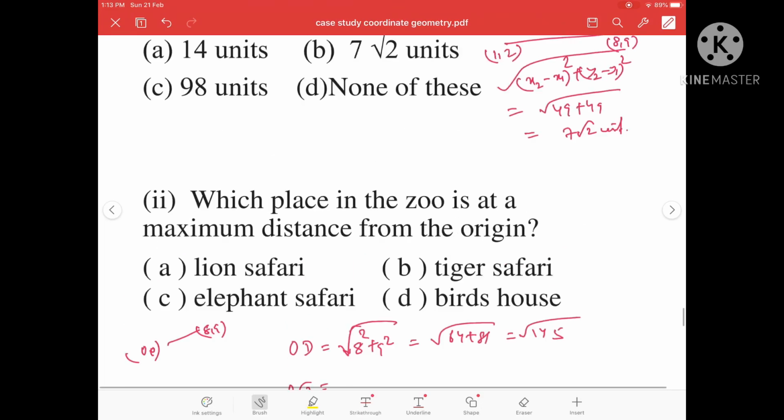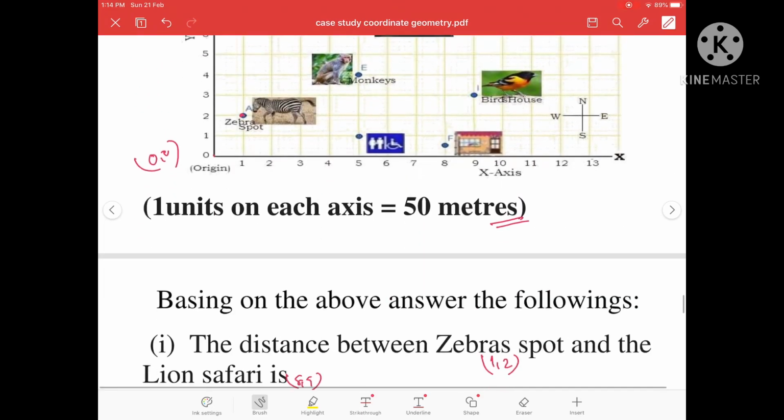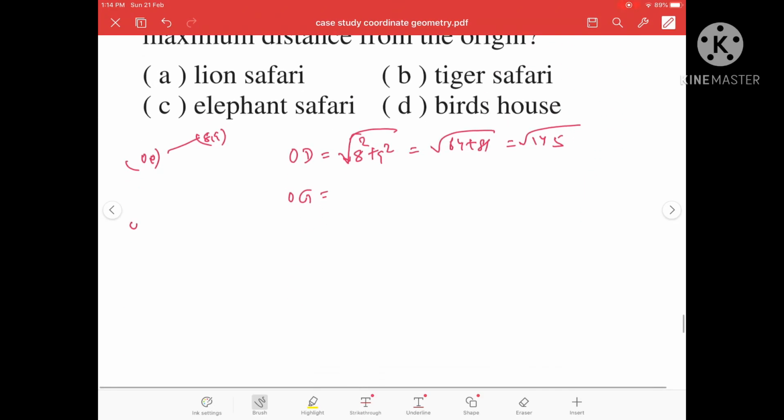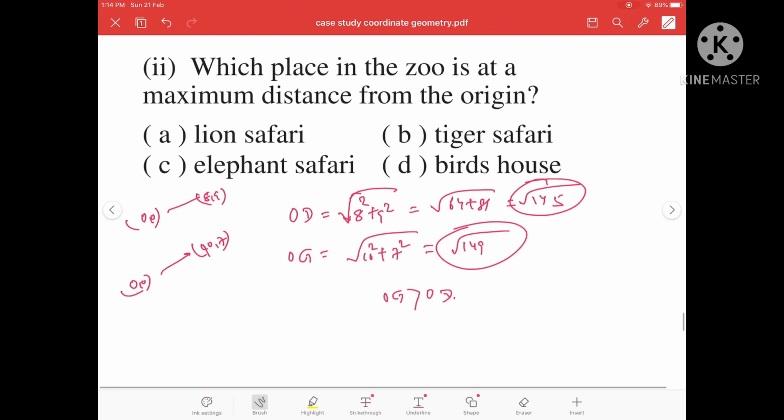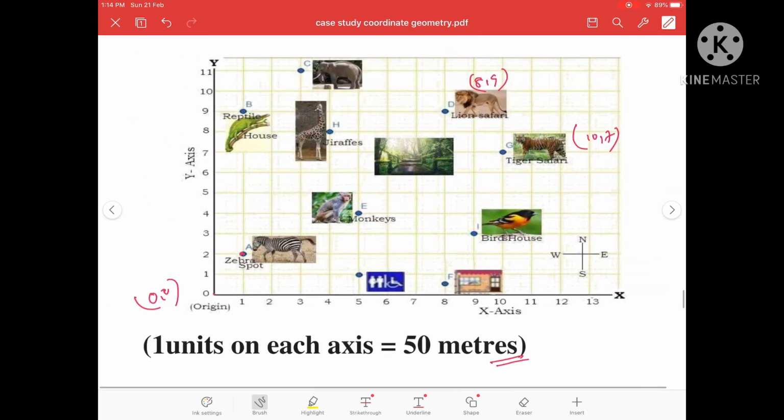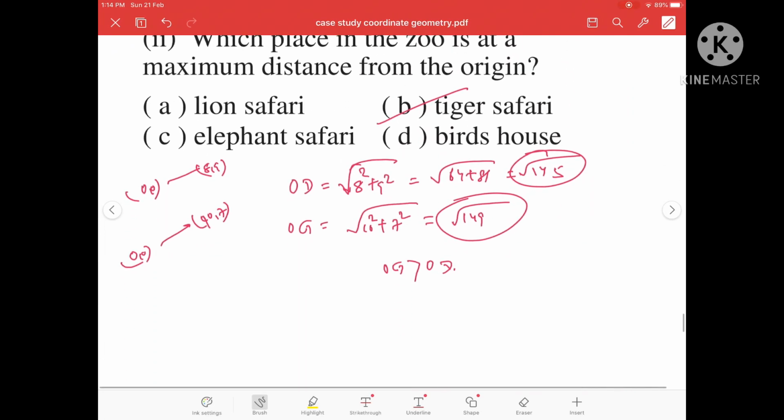Now find OG. The coordinate of G is 10, 7. So 0, 0 to 10, 7. So using the distance formula, you will get square root of 10 square plus 7 square, means square root of 149. Square root of 149 is greater than square root of 145. That means OG is greater than OD, means tiger safari is at a maximum distance from origin, because G point is tiger safari.